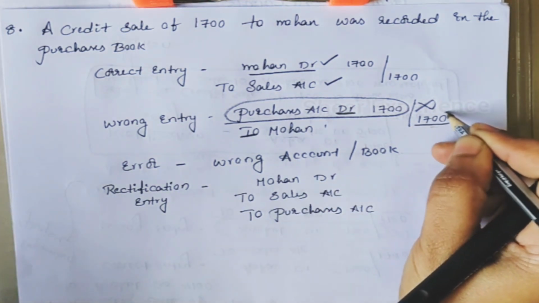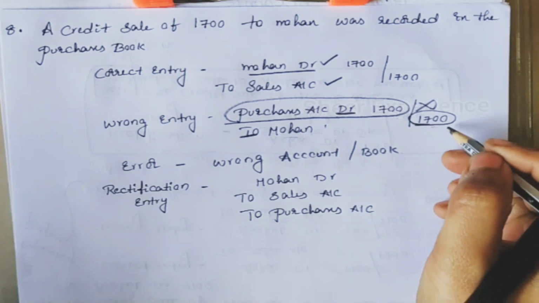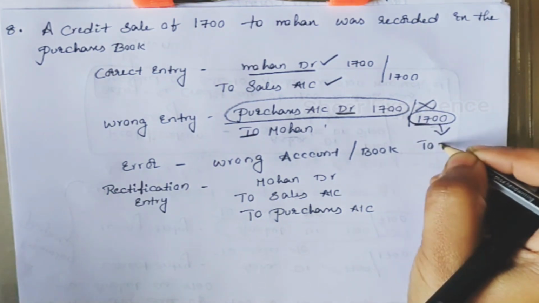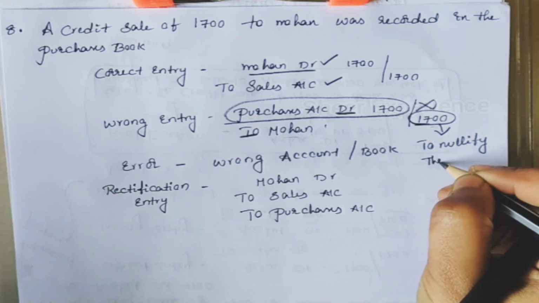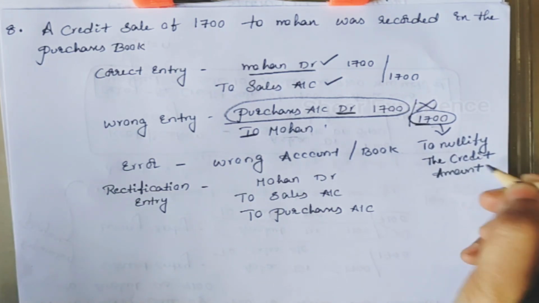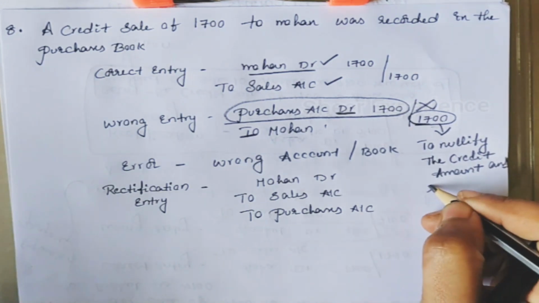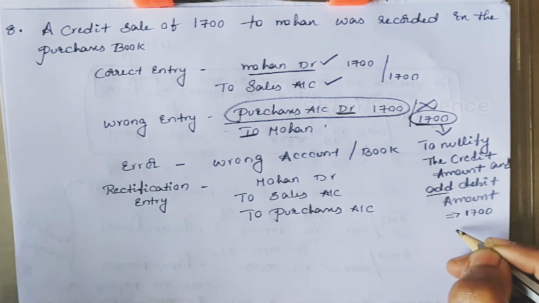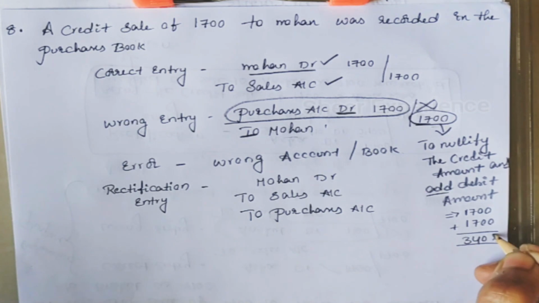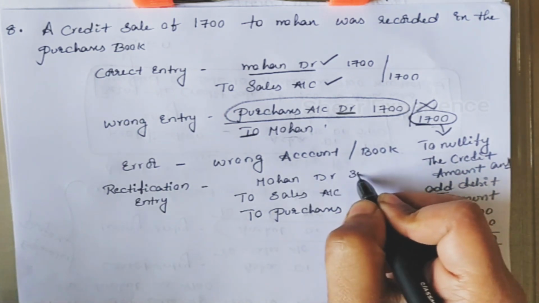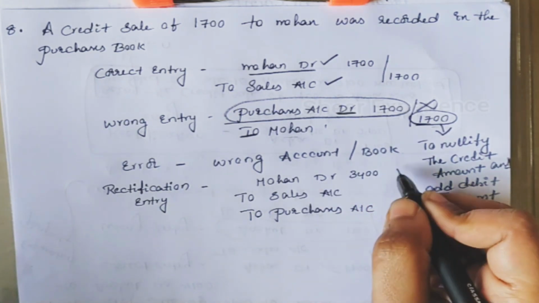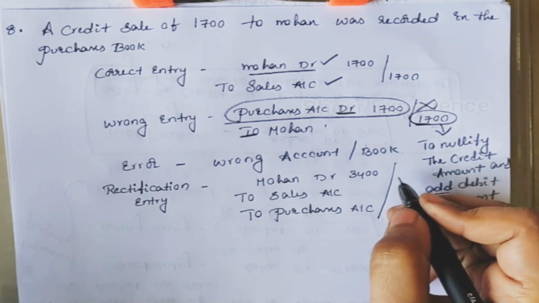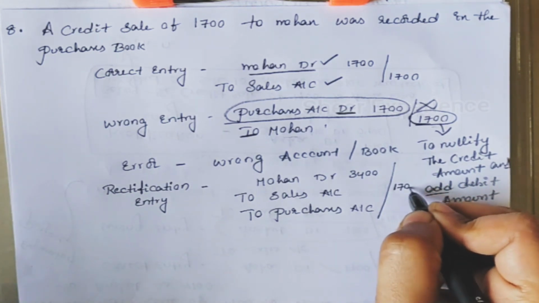Now we will update the amounts. First we will calculate the amount for Mohan. Mohan is already credited with 1700. In the rectification entry, we have debited Mohan. To nullify the credit amount, we have to add an extra 1700, which comes to 3400. So for Mohan account, the amount is 3400. And for sales and purchases, we will credit 1700.